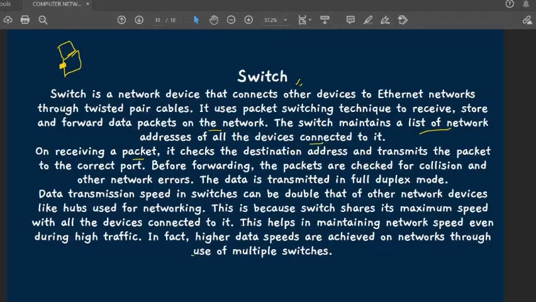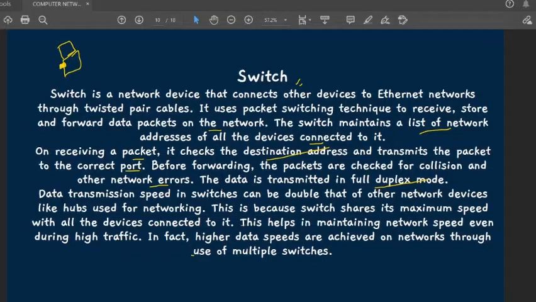On receiving a packet, as soon as the packet is received, it checks the destination address and transmits the packet to the correct port. Before forwarding, the packets are checked for collision and other network errors. That is, whether the path from where it is being transmitted has any congestion or collision or network error. It is being checked in the switch. The data is transmitted in full duplex mode, that is, in both directions the data are moving. I hope the full duplex concept is clear to you.